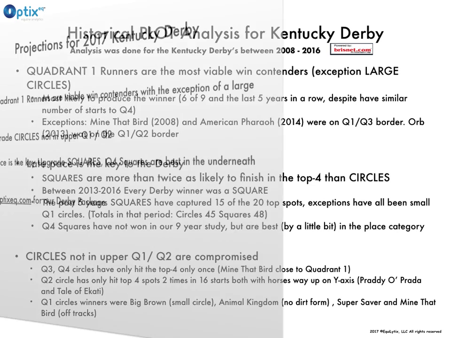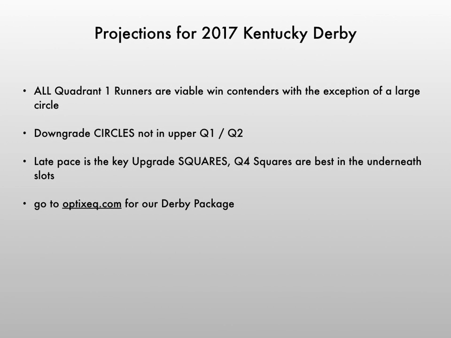So in review, let's think about 2017 and think about how we project the Derby. You want to be looking at Quadrant 1 runners as viable win candidates. Again, the exception is the large circle. If you're seeing horses with really large circles in Quadrant 1 or anywhere for that matter, obviously you want to kind of downgrade those horses.